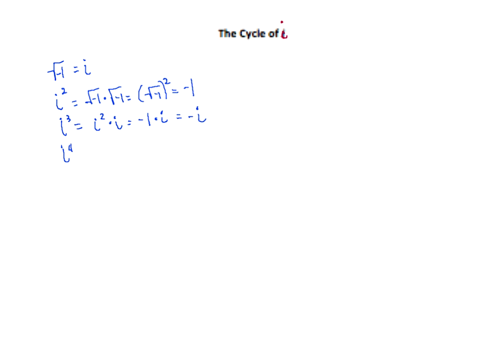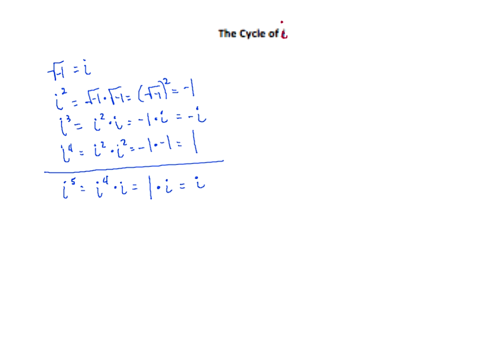i to the fourth is the same thing as i squared times i squared, which is -1 times -1. We call that 1. I'm going to put a line here, and you'll see why in just a second. If I continue this pattern, i to the fifth is the same thing as i to the fourth times i. i to the fourth is just 1, i is just i. We call this i.